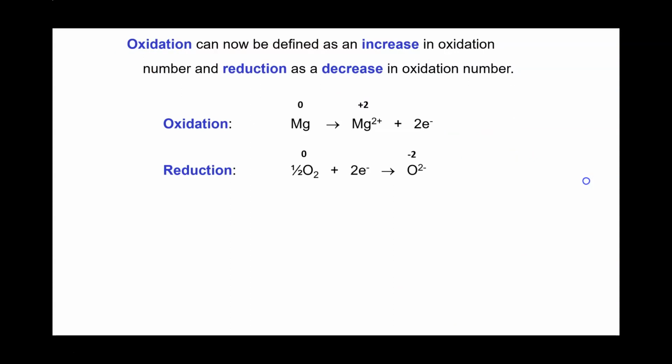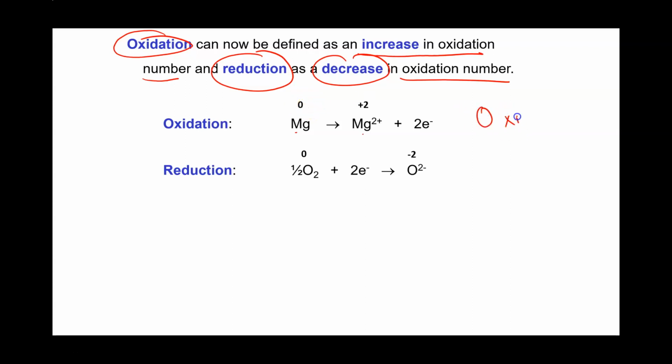So once we understand about oxidation numbers, we can redefine oxidation and reduction in terms of oxidation number. So oxidation can now be defined as an increase in oxidation number, and reduction can be defined as a decrease in oxidation number. So that makes it really easy to recognize whether something is being oxidized or reduced. So going back to those two half reactions that we had before, magnesium went from the elemental form to the ionic form, and the oxidation number increased by 2, so that told us that it was an oxidation.